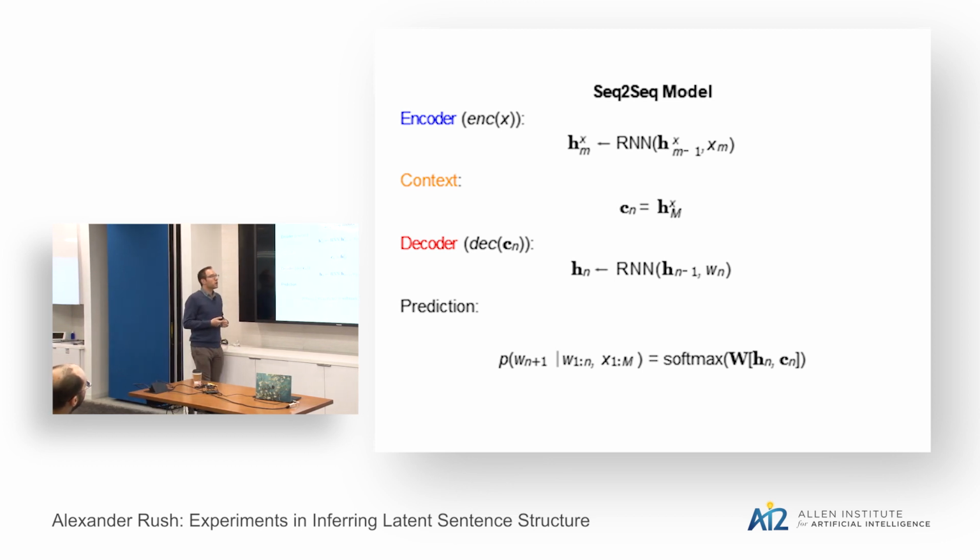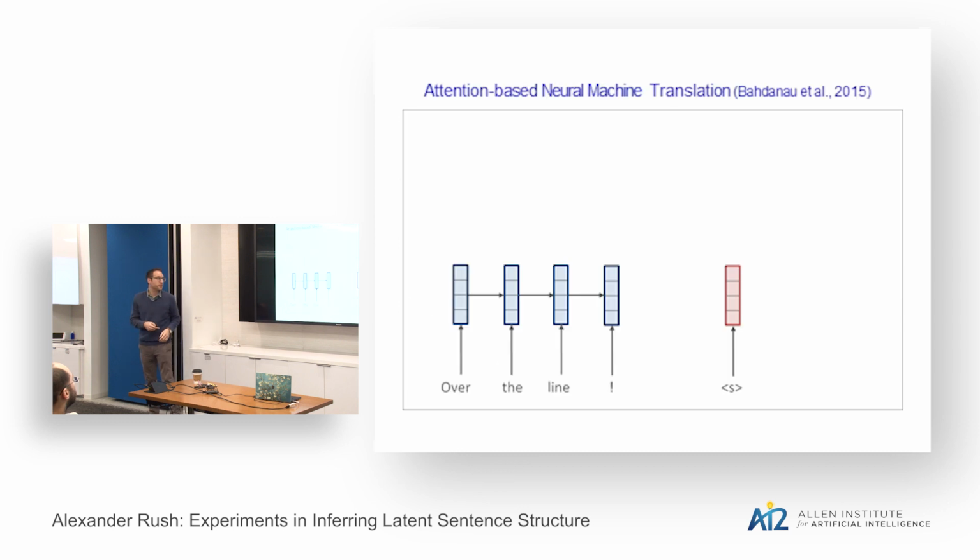Now, mathematically, the model looks like the following. We have an encoder network, which we'll write as just an RNN applied to each one of the hidden states time by time. We'll write these hidden states as h superscript x. And then we'll have a context vector c that will represent the final hidden state of that network. We'll then feed this representation into our decoder to produce each of our hidden decoder states, which will be used to predict the next word along the process.